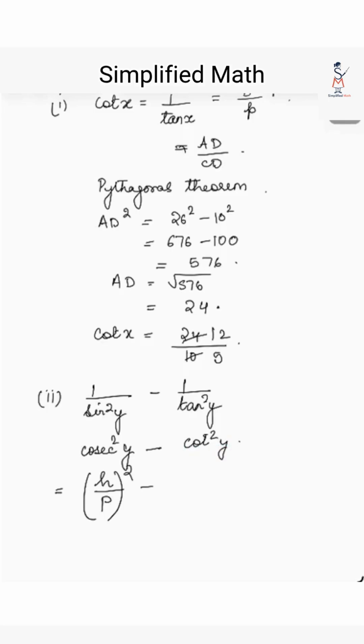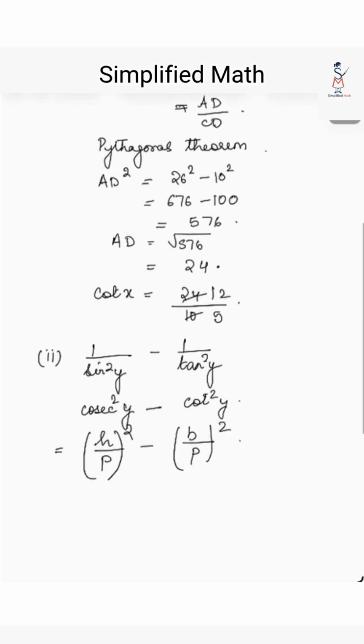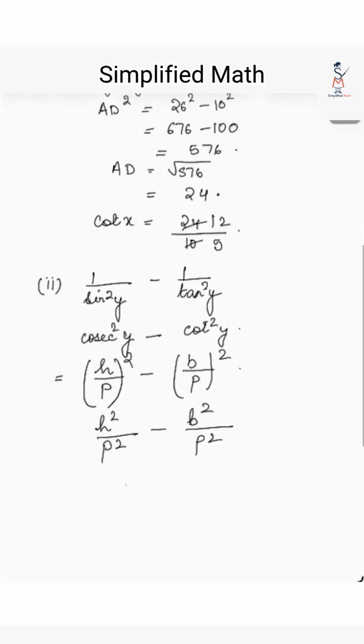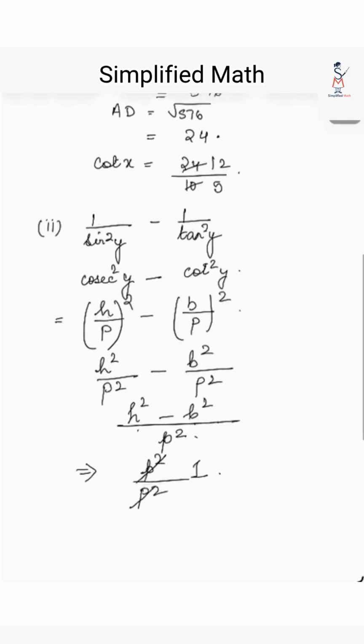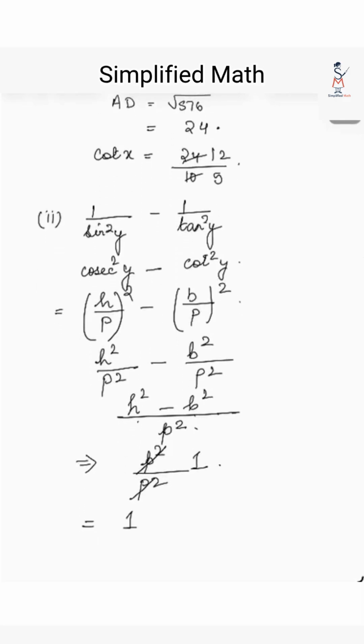And what is cot square? b by p whole square. That is h square by p square minus b square by p square. I can take p square as LCM. That will become h square minus b square. And by Pythagoras theorem, h square minus b square, that is hypotenuse square minus base square, we will get perpendicular square. So what we got, perpendicular square by perpendicular square, that is 1. So this is 1. One way is this.